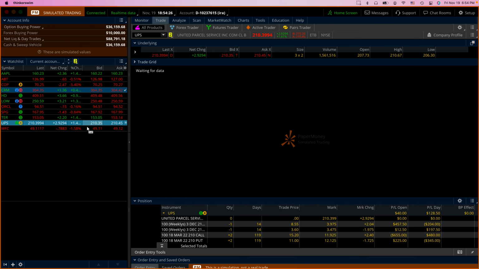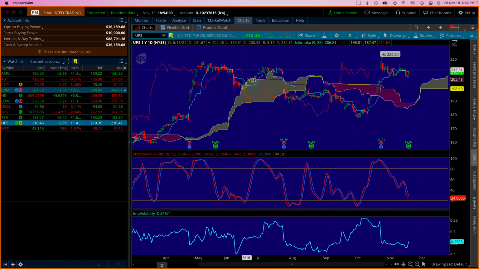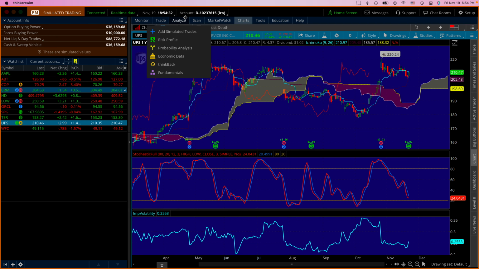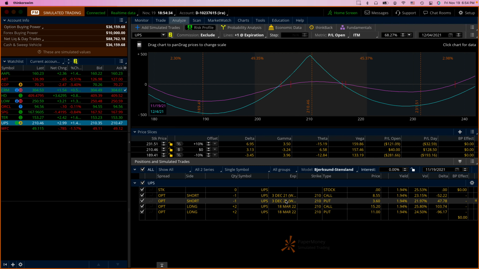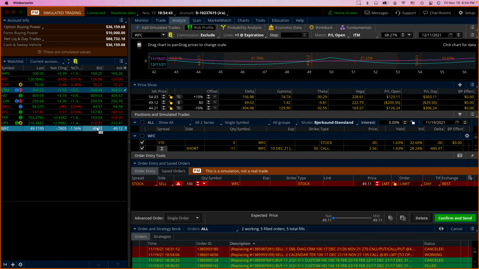Let's move on to UPS. And UPS is moving up. Let's look at the chart. And it's moving mostly sideways. Let's look at the Analyze tab. December expiration is moving sideways, so it looks fine here. No big deal. But it expires December the 3rd.